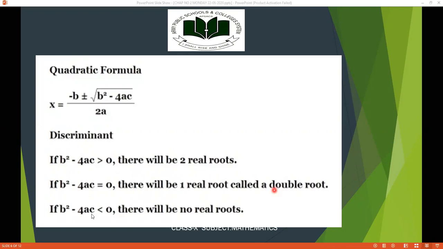And if b square minus 4ac is less than 0, there will be no real root, then it will be imaginary. Like if you are having the answer in the negative form, then the roots will be imaginary, and we are not having real roots. These are the three natures of the roots that we have to identify or find. But when you solve the question, it will be easier for you people. Let's move to the next.